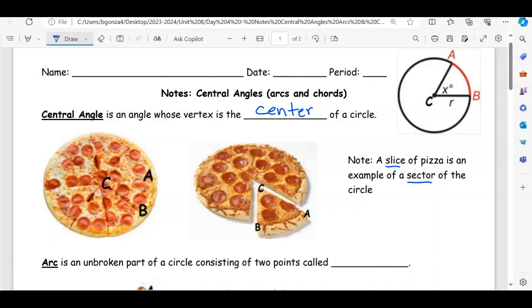Sector. Slice, no, that's mid. Sector, that's goated.